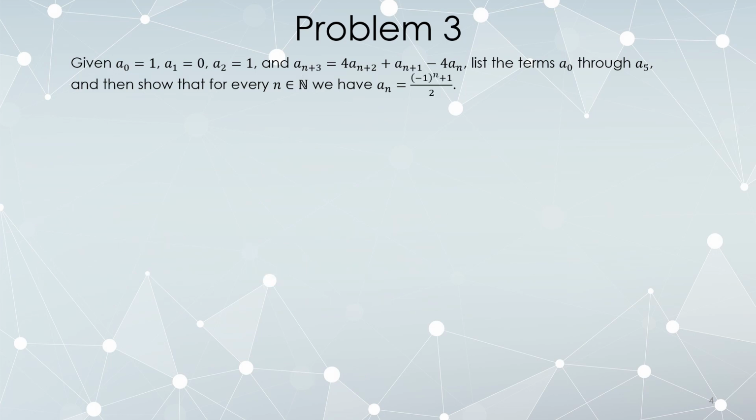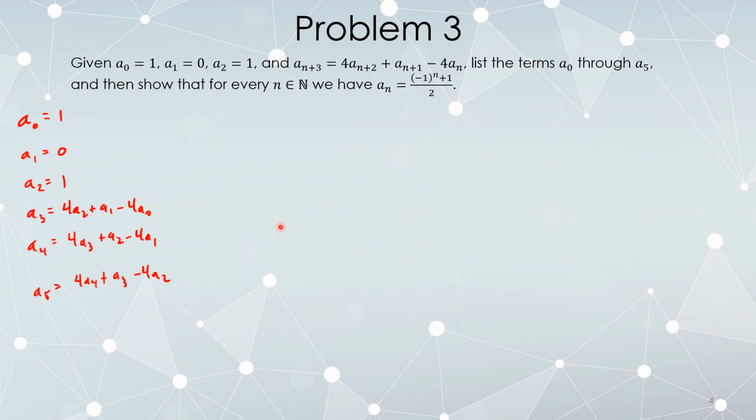Another example, we start off with the computational bit. Okay, we're given that a0 is 1, a1 is 0, and a2 is 1. After that, the recursive formula is actually the same from the previous problem. So a sub 3 is 4a2 plus a1 minus 4a0. A sub 4 is 4a3 plus a2 minus 4a1. A sub 5 is 4a4 plus a3 minus 4a2.